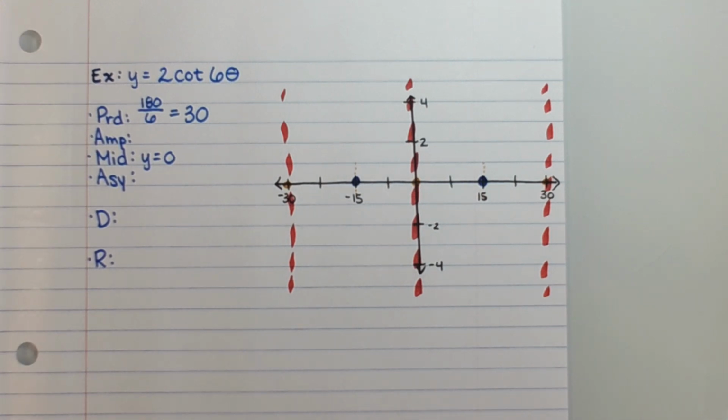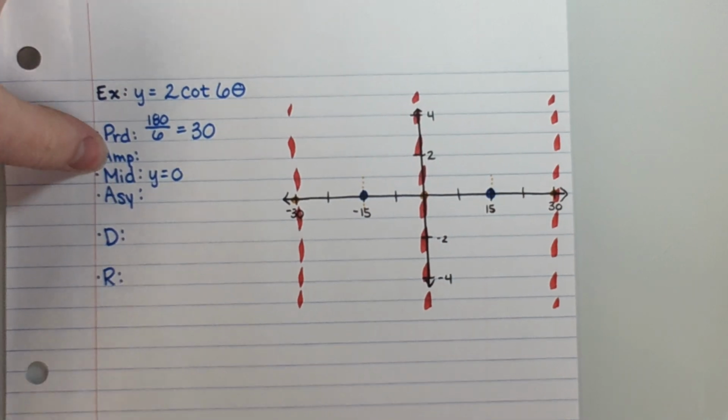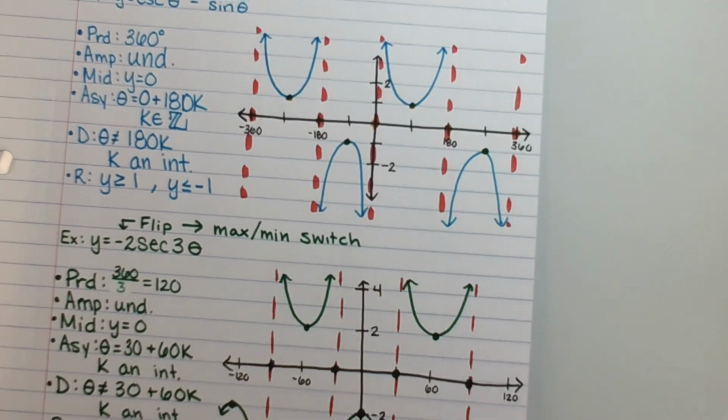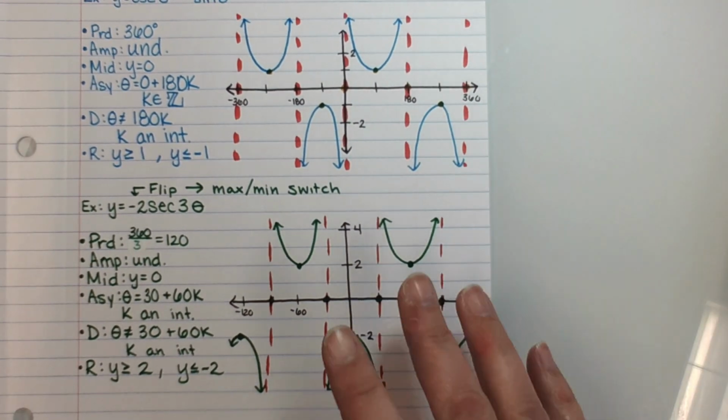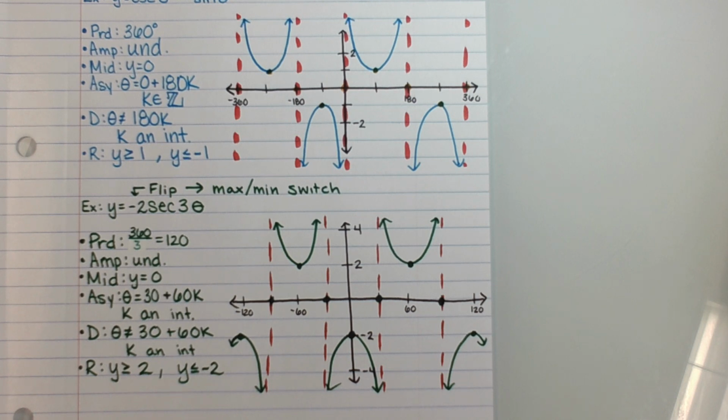And now for what the rest of the graph looks like. I'm going to come back to the secant and the cosecant graphs and talk about why these ones look like this to figure out why cotangent looks like what it does.